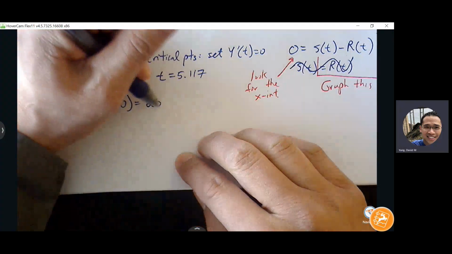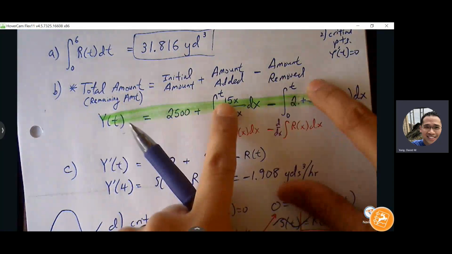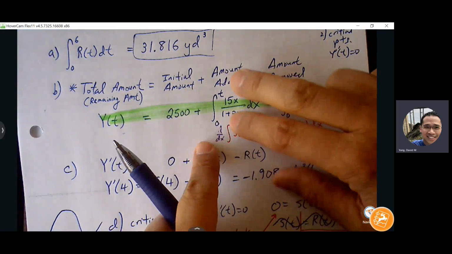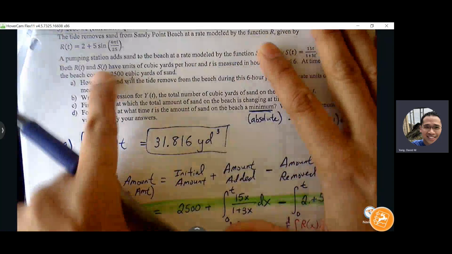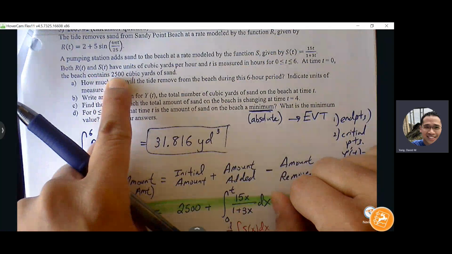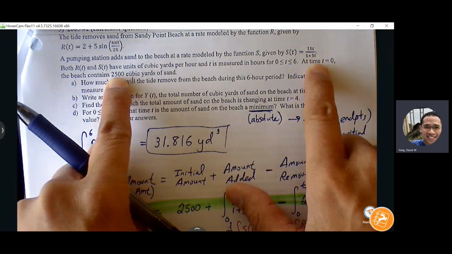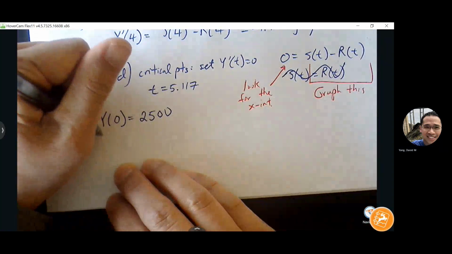2,500, right? Now, if you use this formula, it'll still work. If you plug 0 in for t, the 0 to 0 will go away, and I'm just left with 2,500. But that's also what is stated in the problem: the beach contains 2,500 cubic yards of sand at t equals 0. So that's a quick one that we can find.